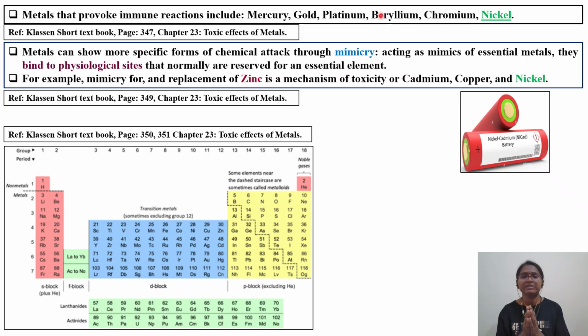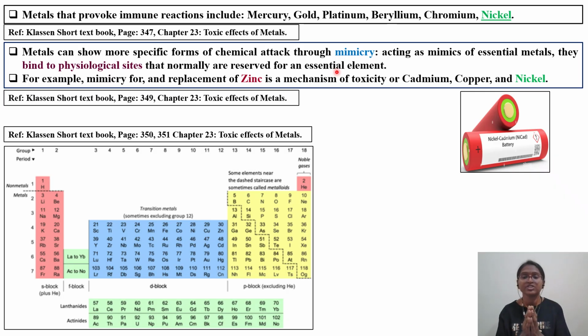This is very interesting, which I came across in the textbook. Generally, endocrine disruptors mimic the estrogen and progesterone type of hormones which are there in our body. But here I have seen that metals are mimicking. So you read this: metals can show more specific forms of chemical attack through mimicry, acting as a mimic of essential metals. So what are those essential metals? They will bind to physiological sites that normally are reserved for an essential metal. By this time you understood that nickel is not an essential metal.